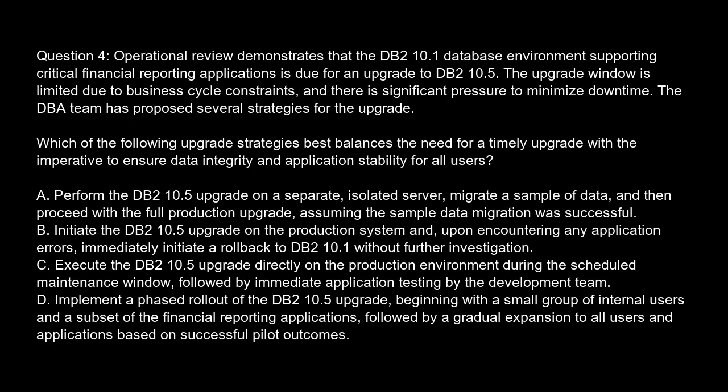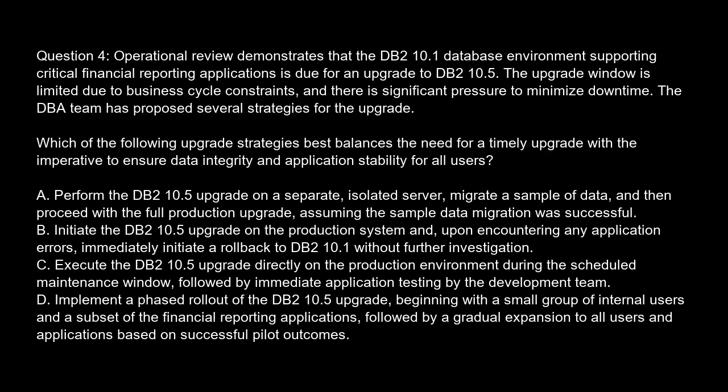Option A. Perform the DB2 5 upgrade on a separate, isolated server, migrate a sample of data, and then proceed with the full production upgrade, assuming the sample data migration was successful. Option B. Initiate the DB2 5 upgrade on the production system, and, upon encountering any application errors, immediately initiate a rollback to DB2 1 without further investigation. Option C. Execute the DB2 5 upgrade directly on the production environment during the scheduled maintenance window, followed by immediate application testing by the development team.